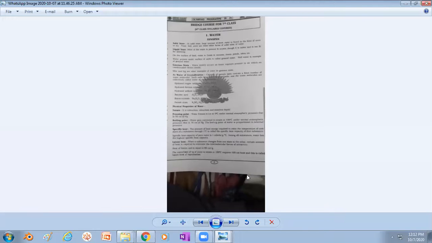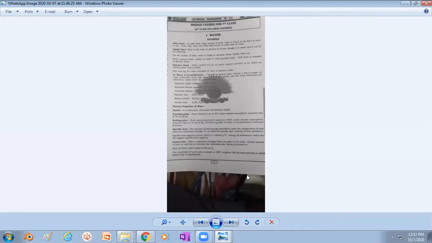Next, gaseous state. See once in your screen, gaseous state. So in a gaseous state, what happens when you boil the water? Water gets evaporated and becomes water vapor. This water vapor is in the form of gases. Means water exists in three states.